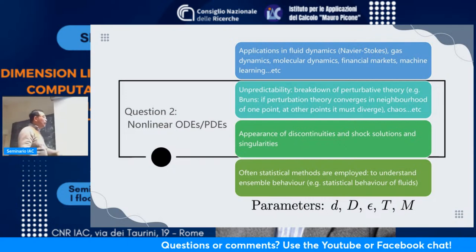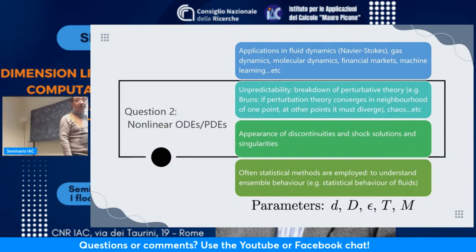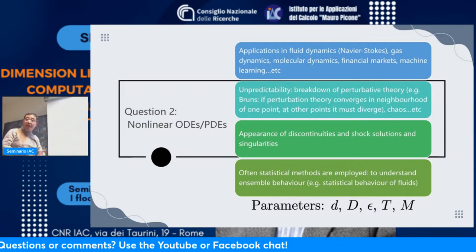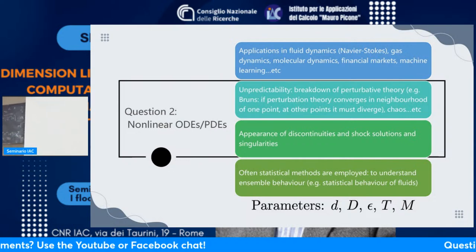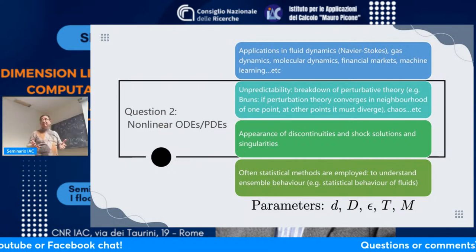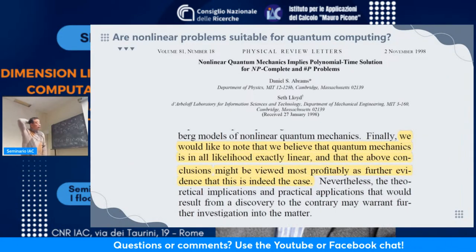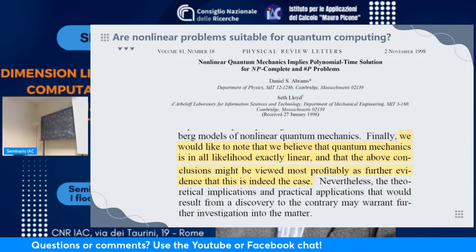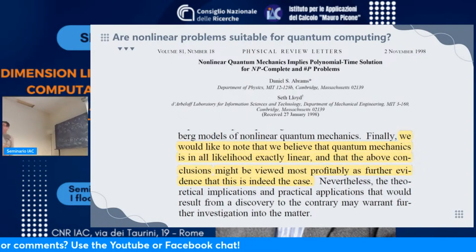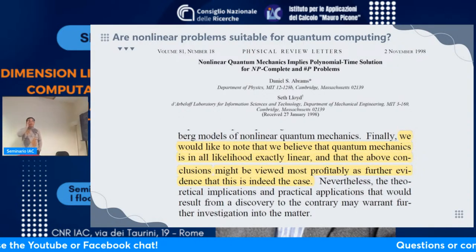Also, very often you have to solve PDEs many times. If you solve a random or stochastic differential equation, you have to solve the PDE many times for Monte Carlo, maybe a million times, and so on. So those are challenges. Because the quantum computer is built on solving the Schrodinger equation, quantum mechanics is basically linear.